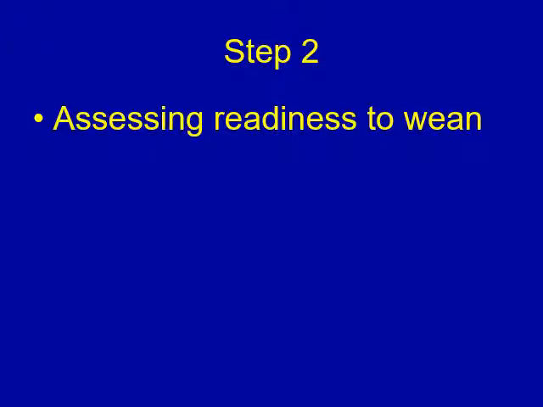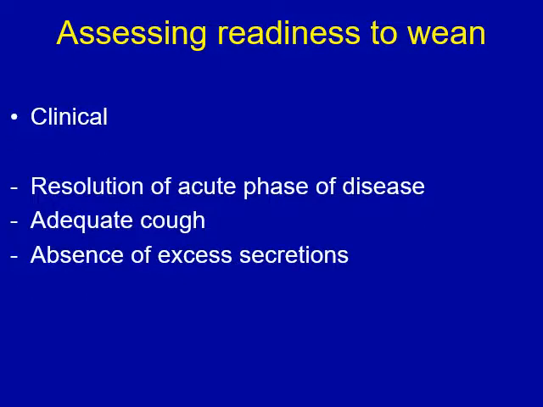Now we have got to step 2, that is assessing the readiness to wean. In assessing readiness to wean, whenever the patient's acute disease is in the resolution phase, or the reason for which we have kept the patient on mechanical ventilation is improving, then we have to suspect that we may wean this patient. So that is the suspicion we have to have.